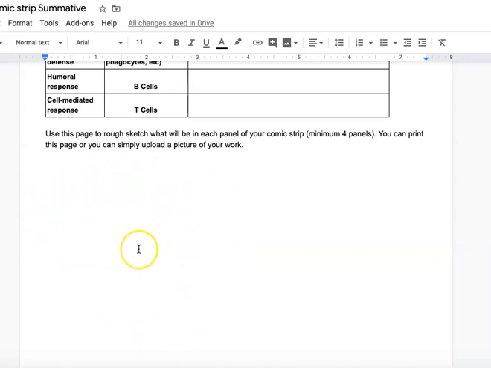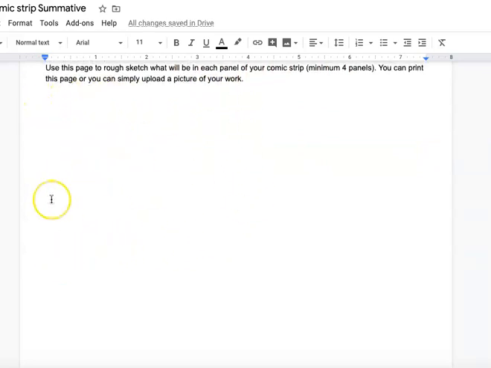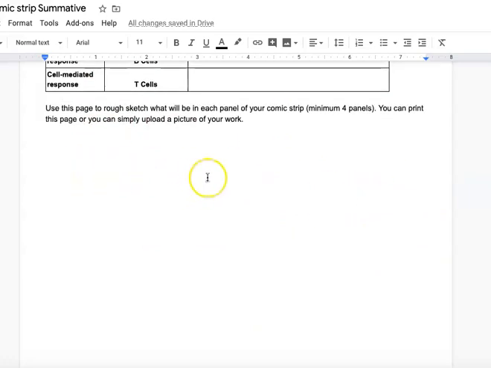So show me physically in a handwritten way your rough sketches for your comic strip. You can either print this page out and just do it right over here, or you can just do it in a separate page and upload your work into the Schoology assignment. Okay, so right over here there should be at least 4 different boxes, and in each box there should be a rough sketch of what the storyline is, how the pathogen is working, how it's crossing the barriers, how it's being attacked. Okay, so that is your assignment.